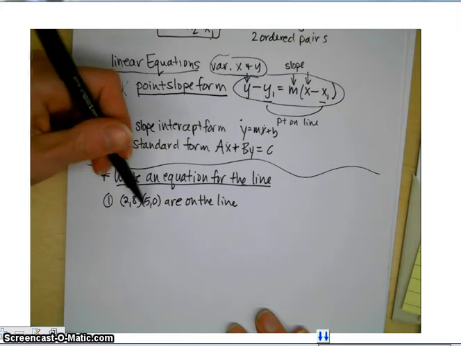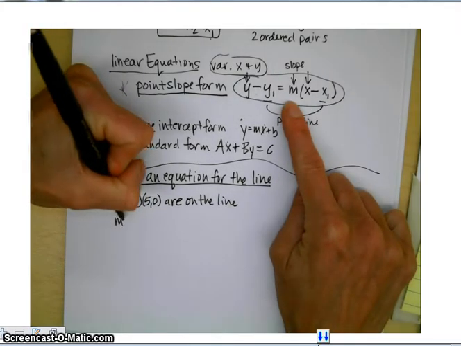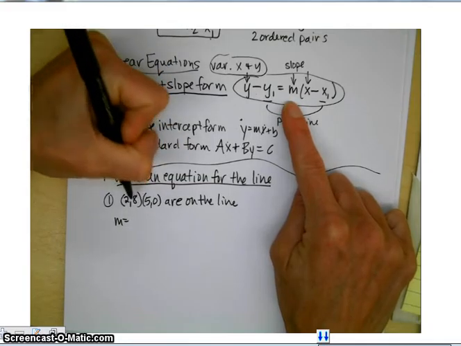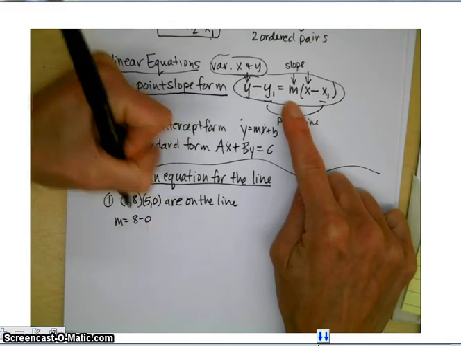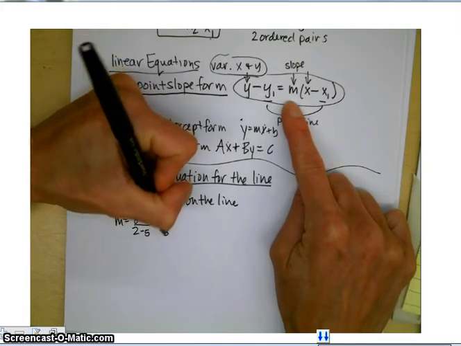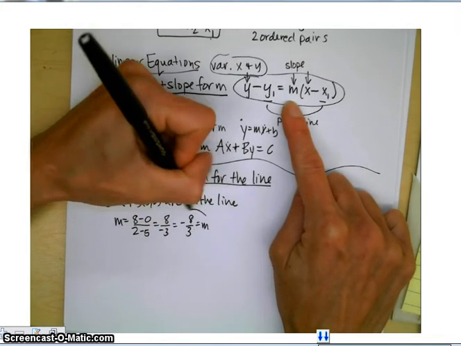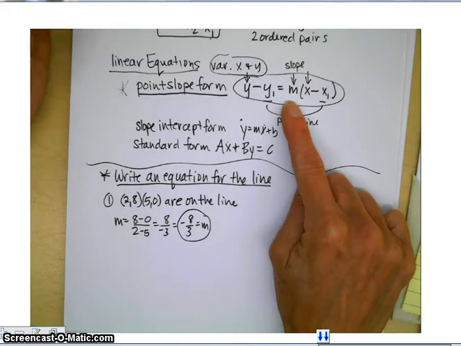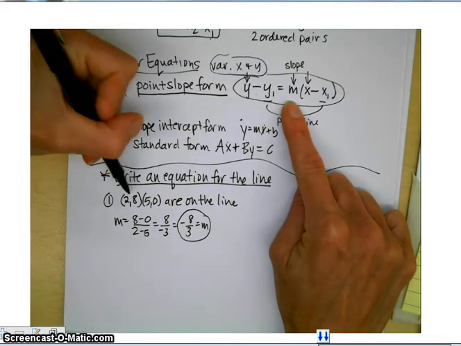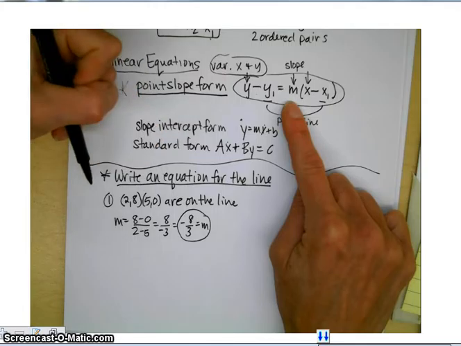So if I have 2 points, could I find the slope of the line? So I'm going to do that. The slope of the line would be y minus y, 8 minus 0, over x minus x, 2 minus 5. So 8 over negative 3, or negative 8/3 is my slope. So there's my slope. And then I have at least 1 point on the line. I have 2 to pick from. I could pick 2, 8 or 5, 0. It doesn't matter which one I pick.